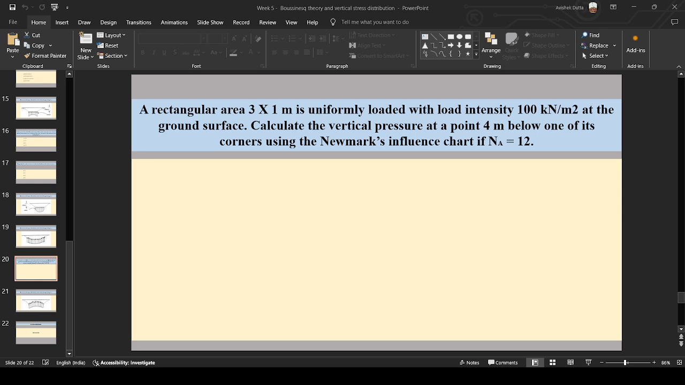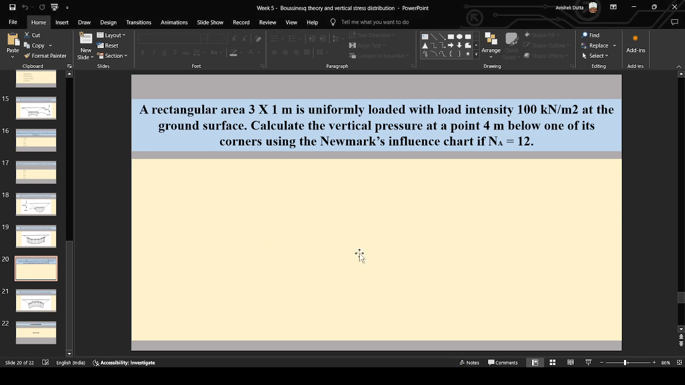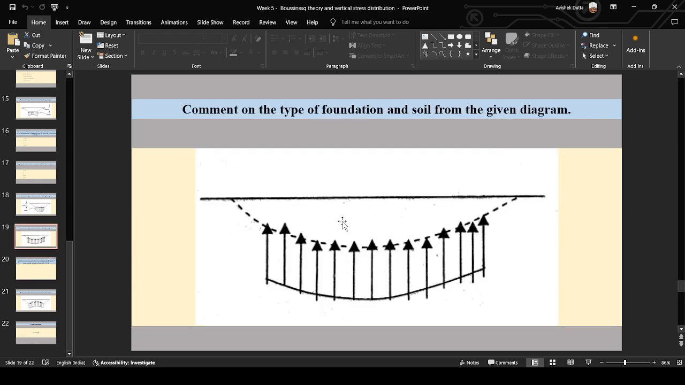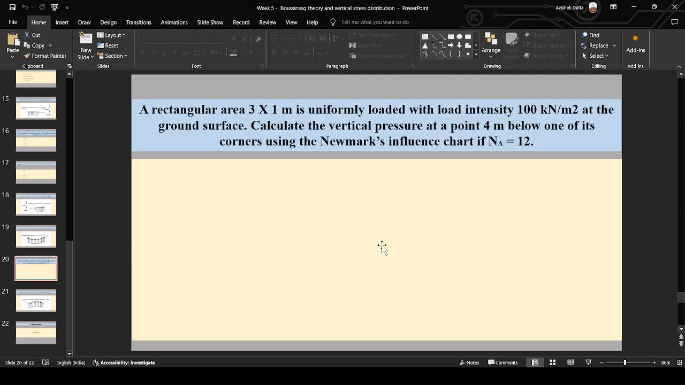I have already started discussing the questions, so I'll be giving the solutions after a while. So you can write down the questions from this particular question. I'll just show you. This was the last question. What is the type of foundation and soil from the given diagram? Okay. And now this is another question, a numerical.